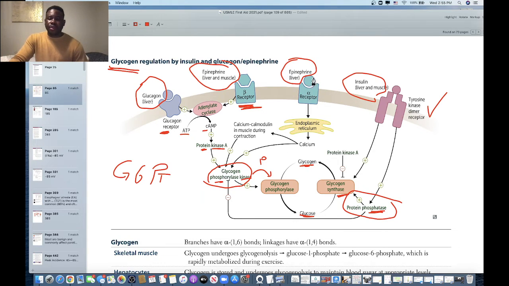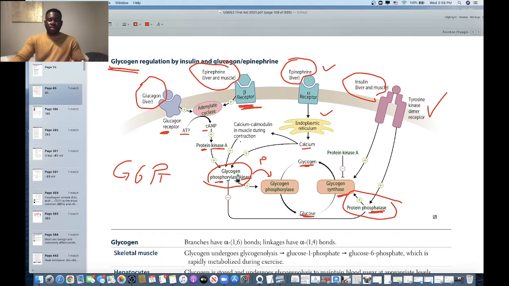Same way, if you're under another form of stress, you can have the alpha receptors from epinephrine stimulate the endoplasmic reticulum. Endoplasmic reticulum stores a lot of calcium, so it releases calcium. Calcium can also activate all these enzymes. I said that yesterday. During muscle contraction, there's a calcium calmodulin complex. That complex can stimulate the glycogen phosphorylase kinase. Remember this phosphorylase kinase, glycogen.